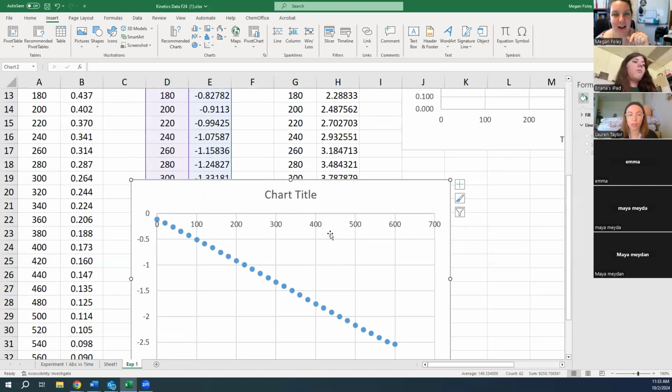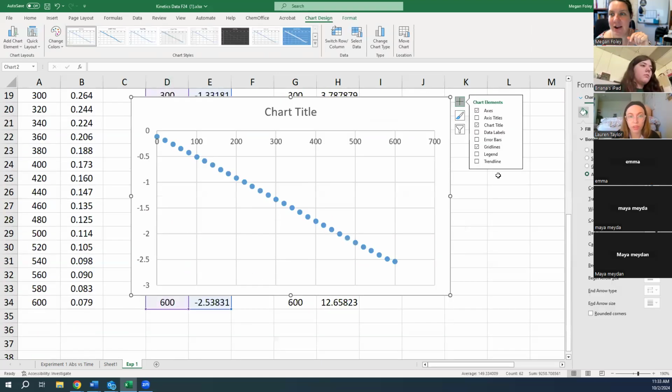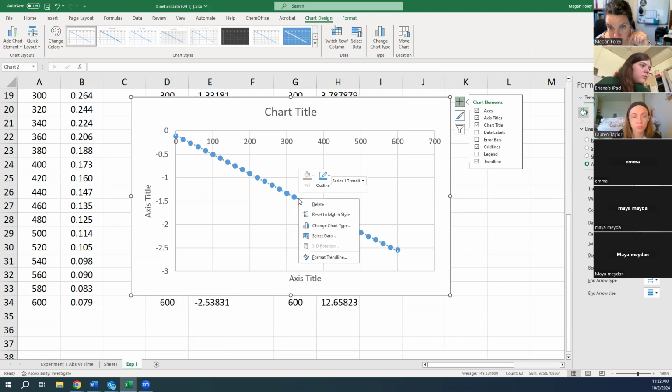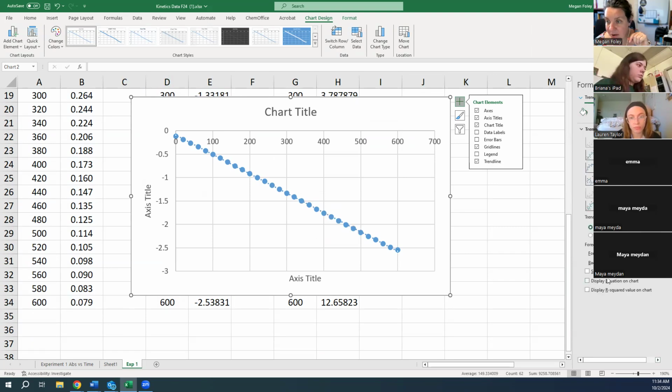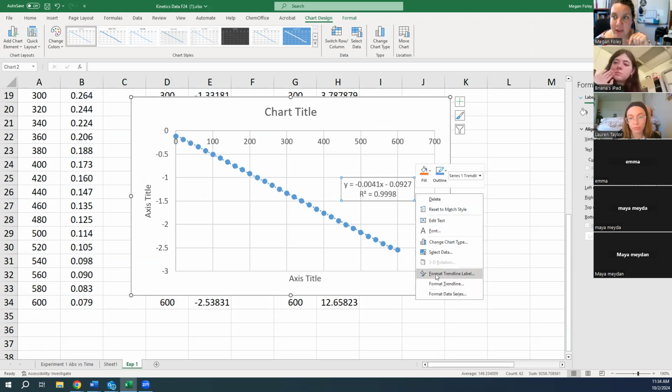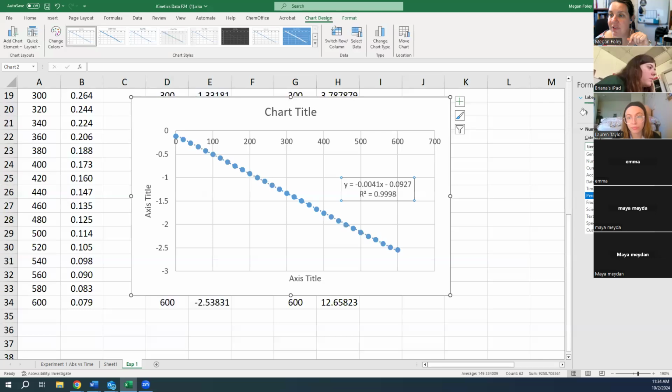Okay. So I'm gonna add in my titles. I'm gonna add in my trend line. I'm going to take my trend line, go to format trend line, and I'm going to display my equation and R squared value. Then I'm going to take my trend line label, format trend line label, scientific, 4 decimal places.